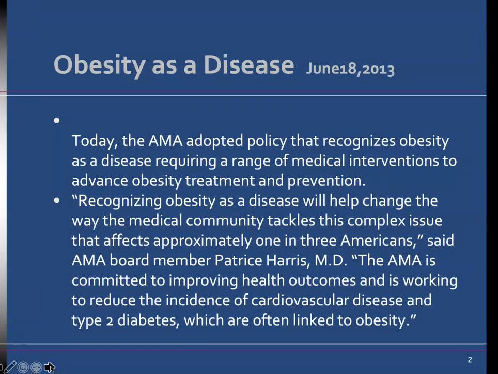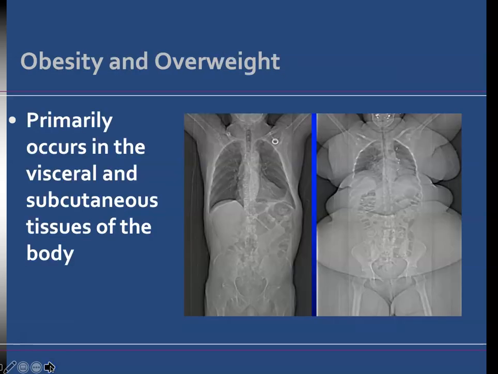Obesity was officially recognized as a disease by the American Medical Association because of its effects on the body. There are obesity and overweight, which primarily occur in the visceral and subcutaneous tissues of the body. So you can go from this to that.